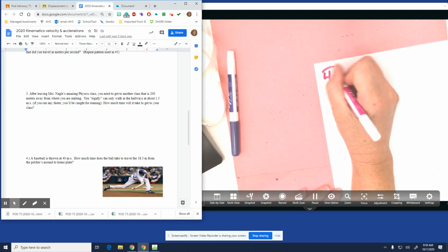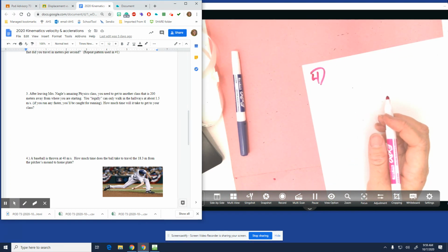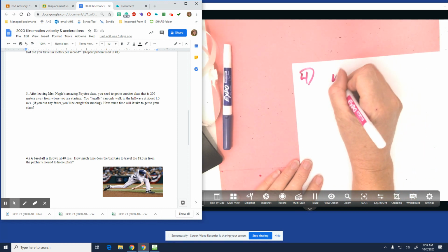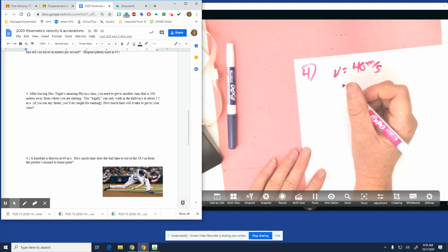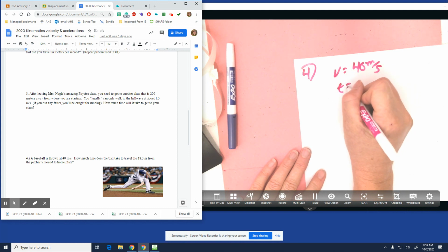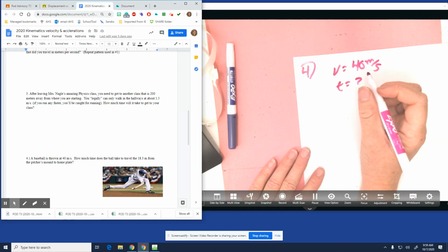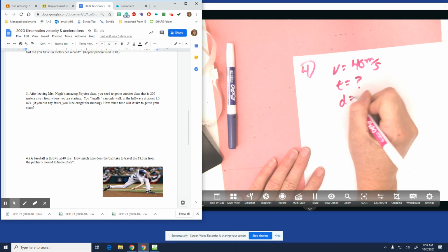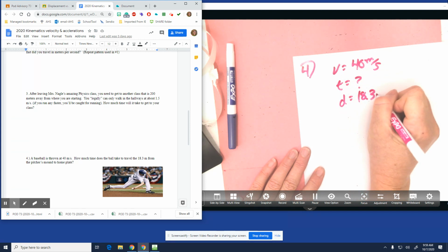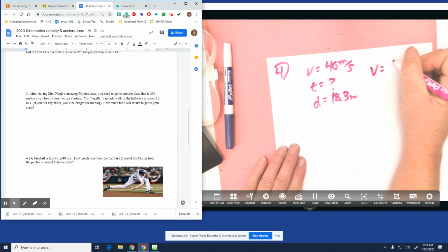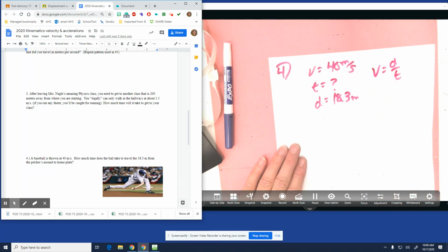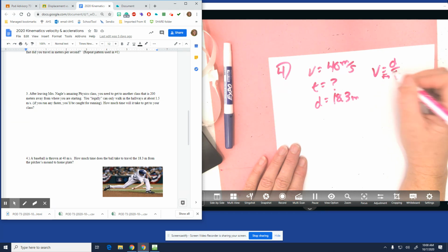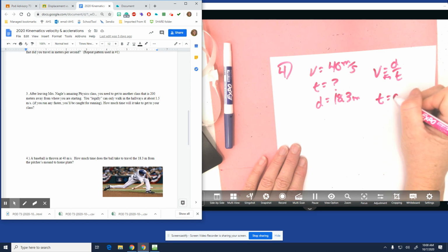Number 4 says a baseball is thrown at 40 meters per second. How much time does the ball take to travel a distance of 18.3 meters? Well, I write my equation down. Velocity equals d over t. The question mark is my time, so I'm going to flip these two. Time is equal to d over v.